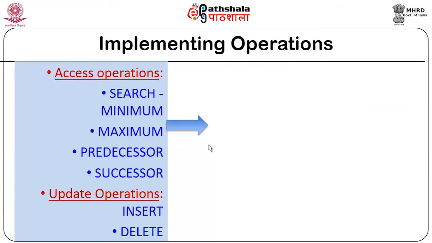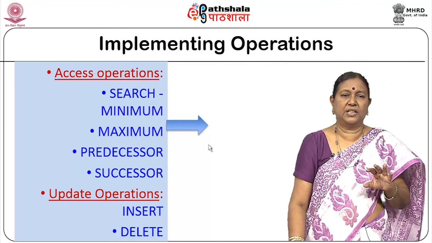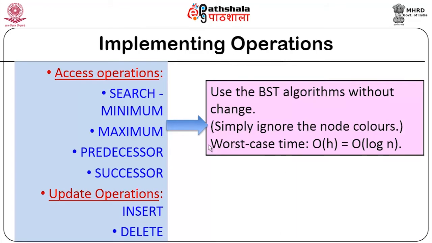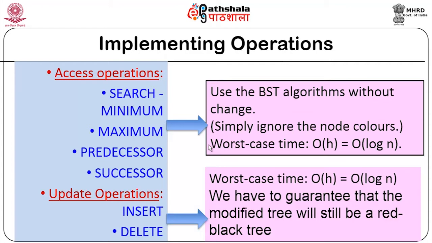Now, when we are implementing the operations, we have access operations and update operations. Use the BST algorithms without any change for all those operations, simply ignore the node colors. The worst case will be of the order of log n. And for insert and delete, the worst case is also of the order of log n, the height. We have to guarantee that the modified tree will still be a red black tree. So, these properties have to be maintained in an update operation. For other operations where you do not do any insertion or deletion, nothing changes.